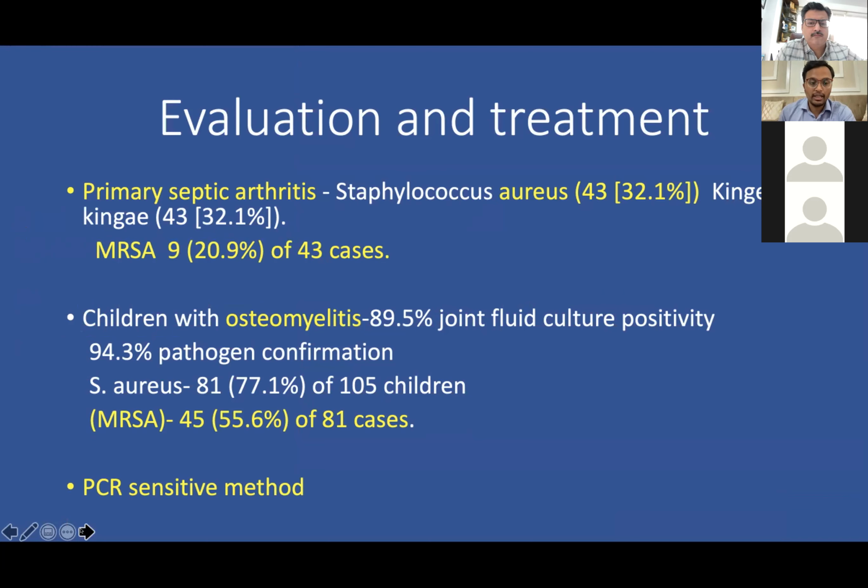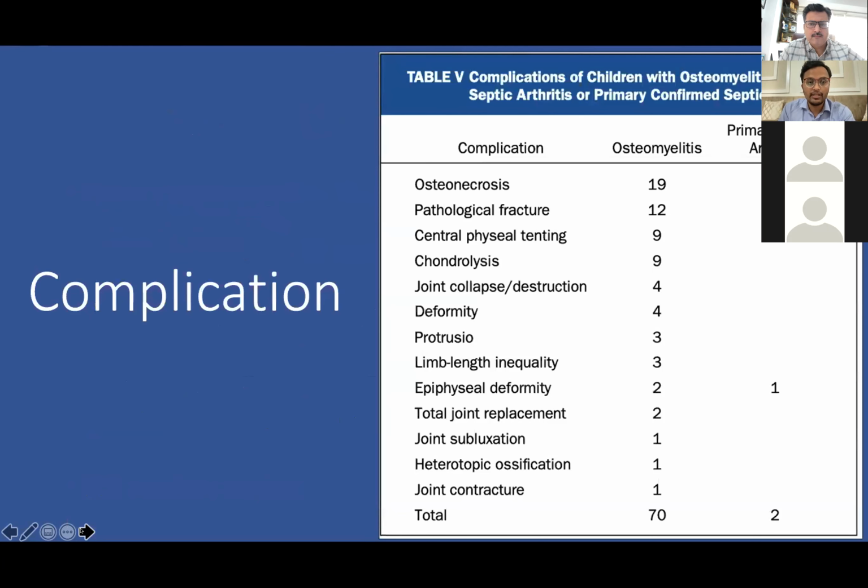In children with osteomyelitis, out of 81 cases, 45 were MRSA positive, and they show that PCR, polymerase chain reaction, is a sensitive method to detect the pathogens in both septic arthritis and contiguous osteomyelitis cases. In complications, only one primary septic arthritis had epiphyseal osteomyelitis, and all the rest of the complications came in the osteomyelitis cases in the form of osteonecrosis, pathological fractures, central physeal tethering, and growth disturbance, limb lengthening, epiphyseal deformity, joint subluxation, joint contracture, etc.